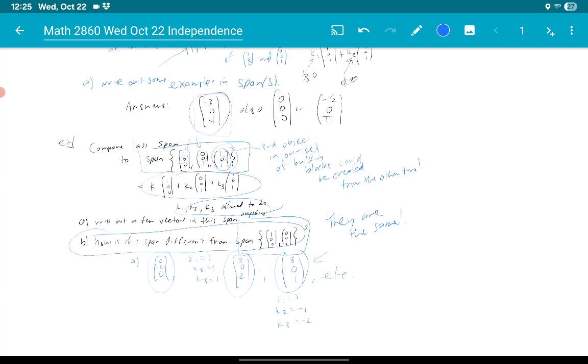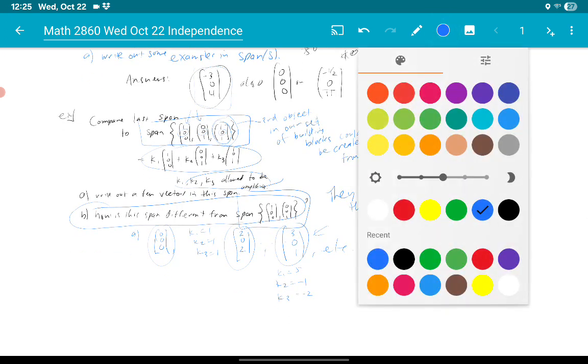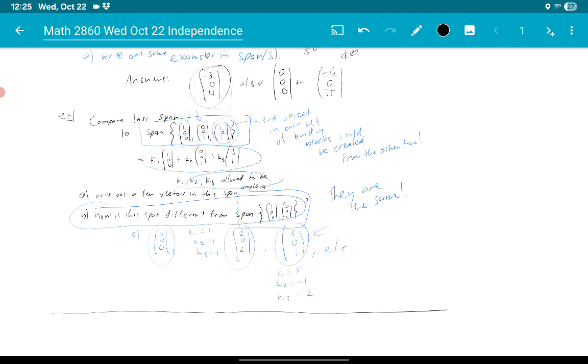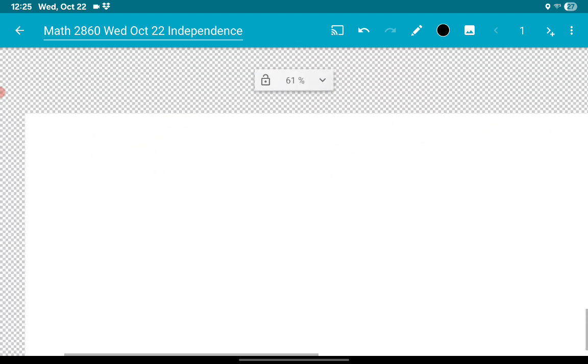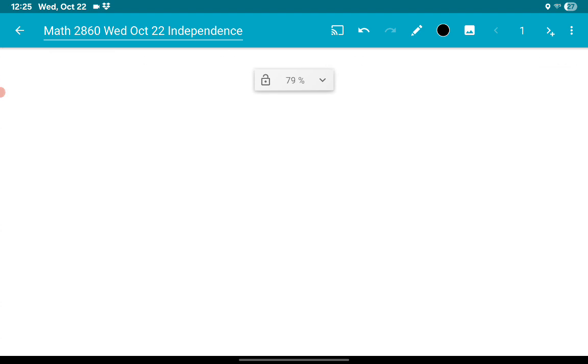Okay, so that inspires this next definition. This is kind of the whole purpose of this lecture, this concept right here, this definition. Then we'll do more examples. By the way, we'll review this again on Friday when we have a live class, so just bear with me.